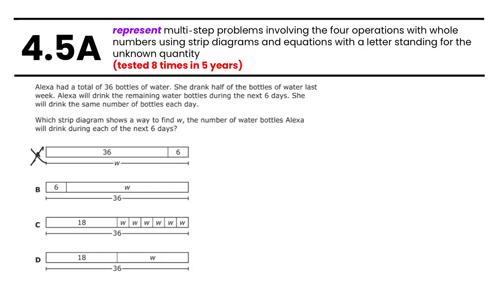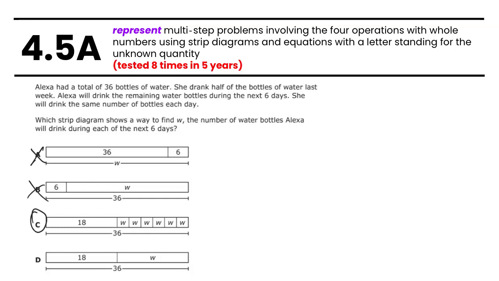Reading the second sentence, we see that she drank half of the bottles of water last week, and so we should see our strip diagram separated into 2 halves. Well, C and D check that requirement, but B certainly does not, and so that one is now going to be eliminated as well. Then we are told that Alexa will drink the remaining water bottles during the next 6 days, and that she will drink the same number of bottles each day. And so the remaining water bottles will be separated into 6 equal days, and we see that C is the answer choice that accounts for that 3rd and final step.